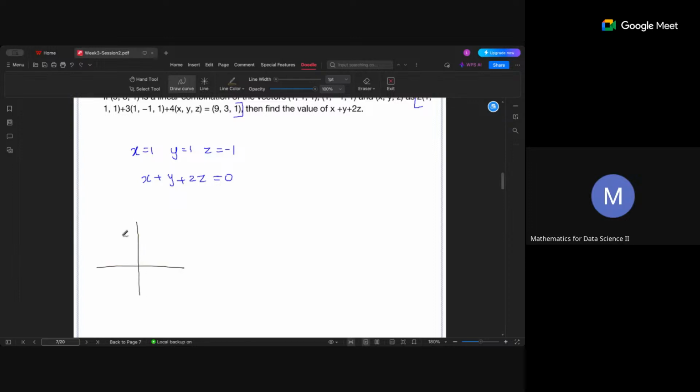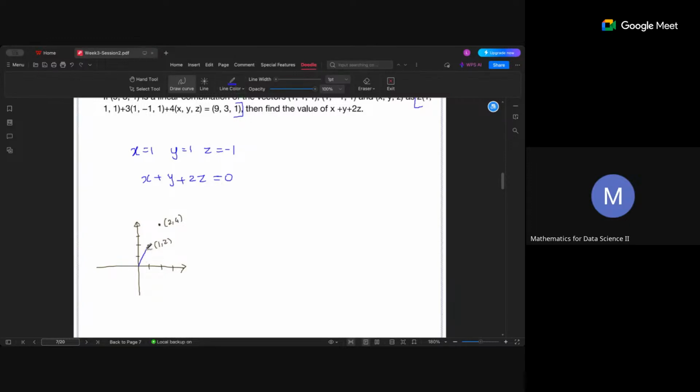Let us consider R2. Let us consider some point in R2. Let us consider this point. What is this point? 1, 2. I'll put this other point as well. What is this point here? 2, 4. So you can note something here.